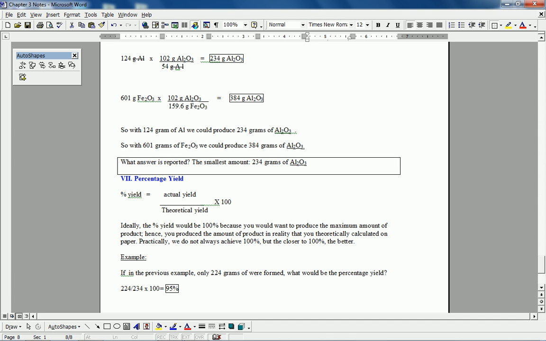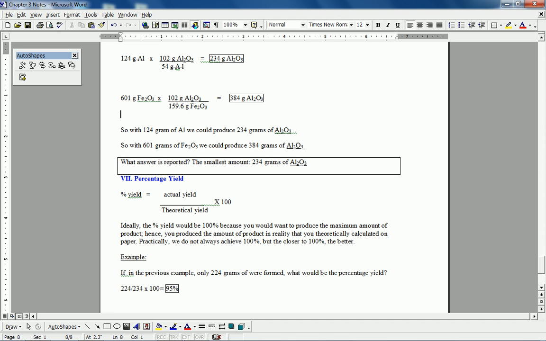The answer that you will report at the end, however, is the smallest amount. Why? Because that is the amount that is practically or realistically made, and it comes from your limiting reagent. So in this case, which was the limiting reagent? The one that made less. That would be aluminum. And we would then report the amount that was produced by the limiting reagent, which is 234 grams. Why? Because theoretically, we could have made 384 grams of aluminum oxide from this 601 grams of the iron 3 oxide. But here's the problem.